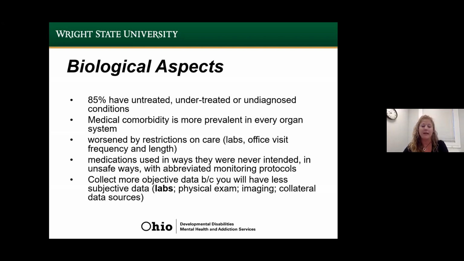We've seen and inherited medication regimens that certainly could be described as polypharmacy, medications being used in ways they were not intended, in unsafe ways, and certainly with abbreviated monitoring protocols. So often we'll have patients or families come in and say, well, we can't get lab work, we can't have blood drawn. It's really important for us to have more objective data because sometimes we will have less subjective data. If there's decrease in self-report, for example, we want to have an extended lab panel and make sure that the individual is linked with a primary care physician who is actually providing thorough physical exams and seeing the patient serially.